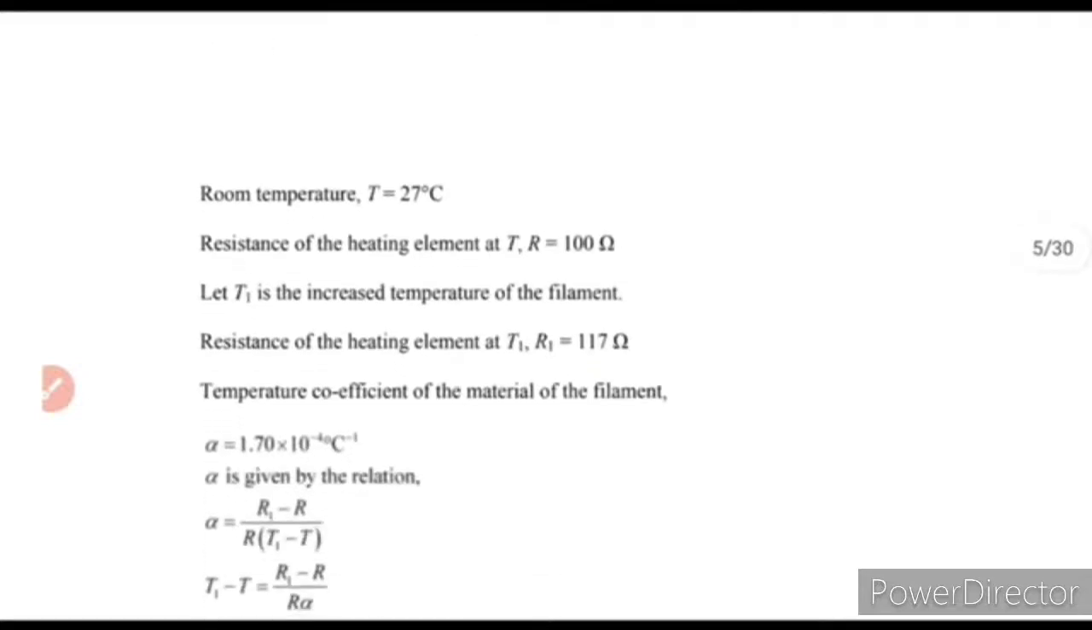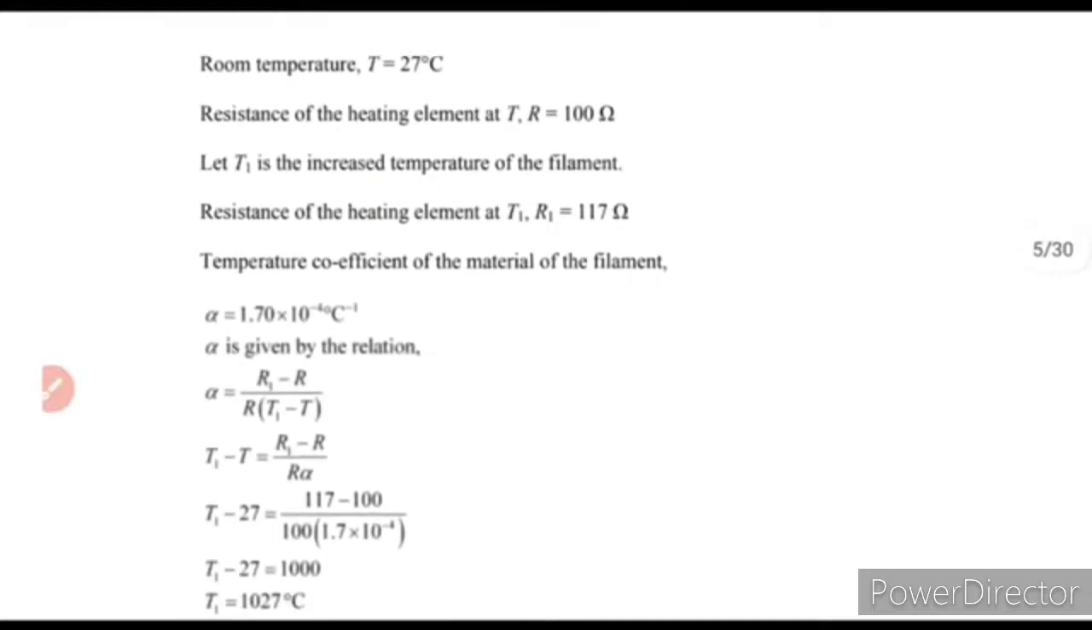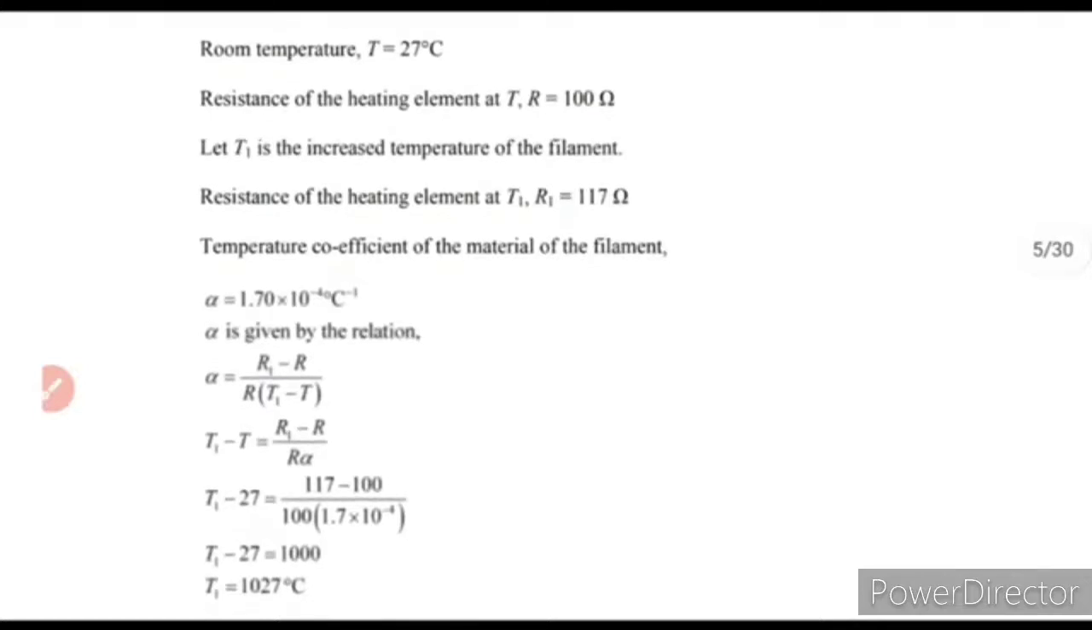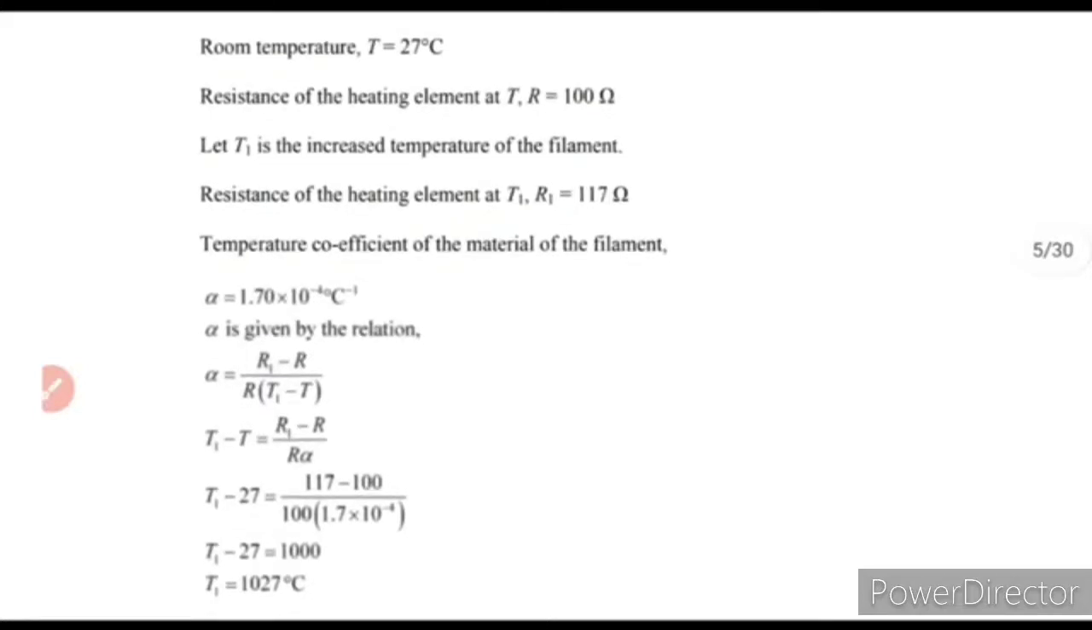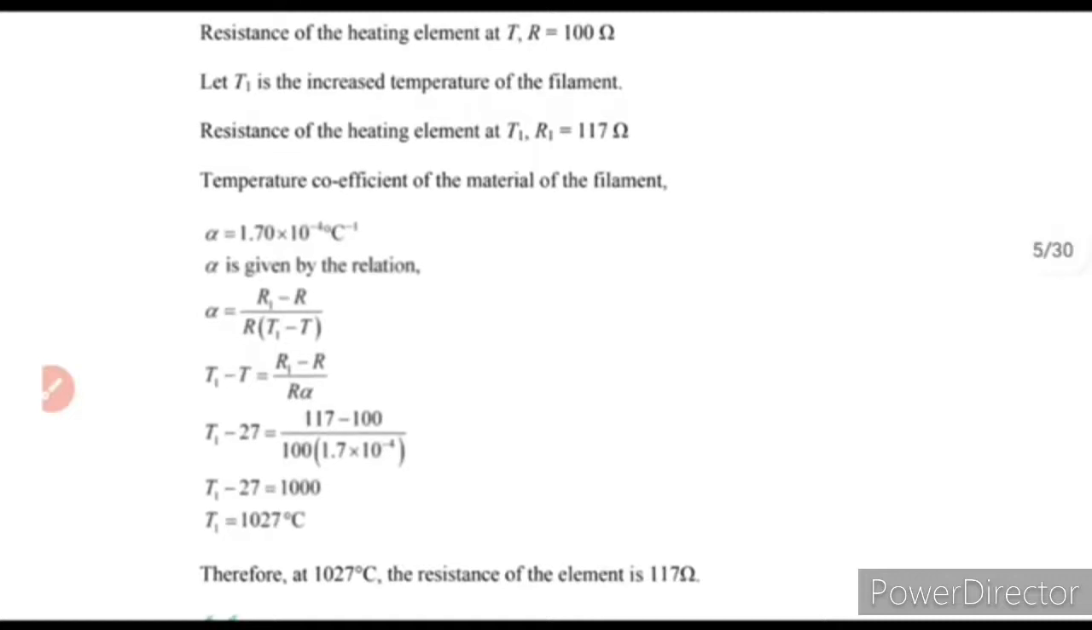Okay, so a direct question as we did. Room temperature 27 degrees Celsius, you can write it as T0. The resistance R0 is 100. Let T1 be the new, unknown temperature, and R is 117. Alpha is given. Just substitute in the expression. Rearrange the equation, or even in the expression for alpha you can substitute. Then you will get the answer as 1027 degrees Celsius.